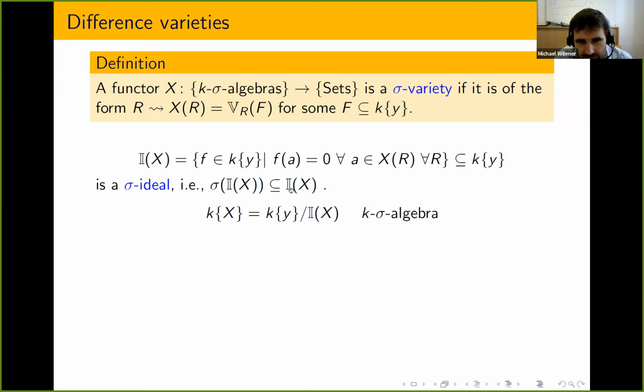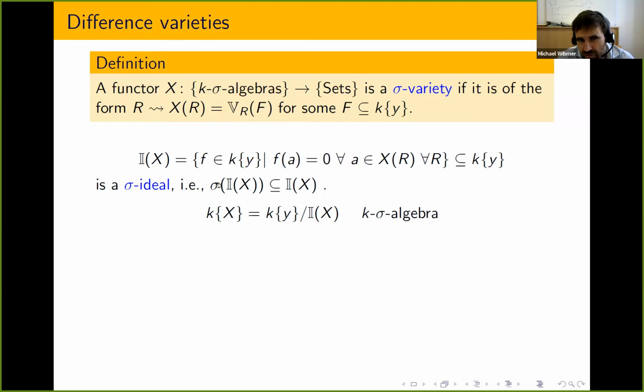Because you have this difference ideal property, you can take the quotient of the ring by the ideal, and this is going to be a ring again. But because it's a difference ideal, this is naturally also a difference ring. In fact, this quotient is naturally a K sigma algebra. So to my difference variety, I can, via this construction, associate a difference algebra, a K sigma algebra. You can think of this K sigma algebra as the ring of functions on my difference variety. This is also called a difference coordinate ring.